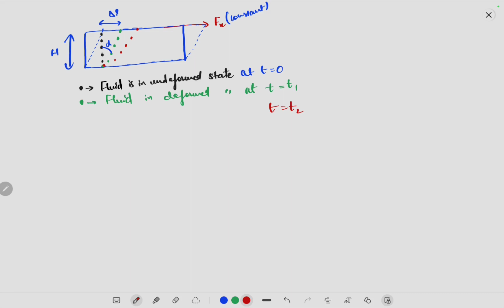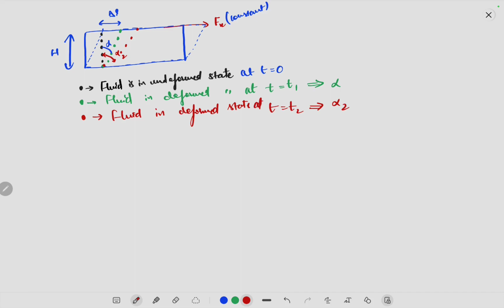So let's say this angle is now alpha 2. So these points would refer to when the fluid is in deformed state at time t is equal to t2, and let's say the angle alpha, or usually called the strain, is alpha for this case, and the strain for this case is alpha 2.